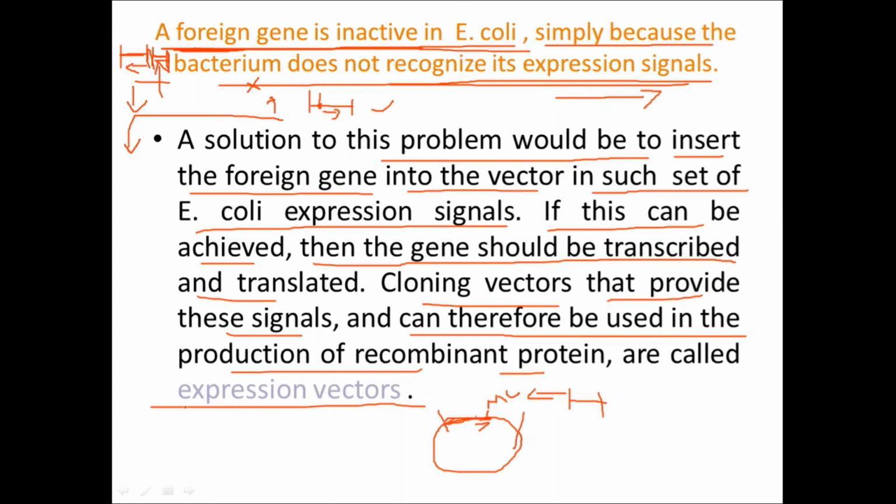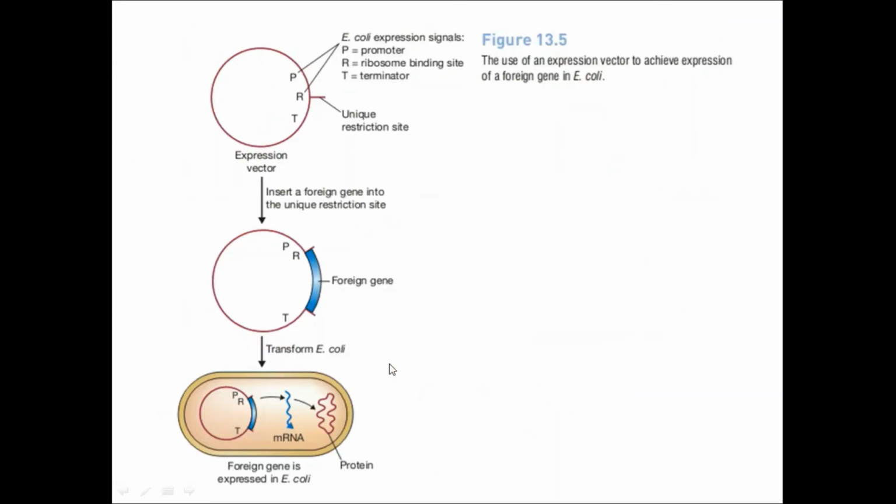Here is a very simple explanation. This indicates the expression vector signals: promoter, ribosome binding site, terminator. You should ensure these before inserting the gene of interest. Is there a good promoter? Yes. Is there a ribosome binding site? Yes. Is there a terminator? Yes. And also here the multiple cloning site is there, where we insert the gene. Then only is it called an expression vector. So we have inserted the foreign gene into the host so that it can be effectively expressed.